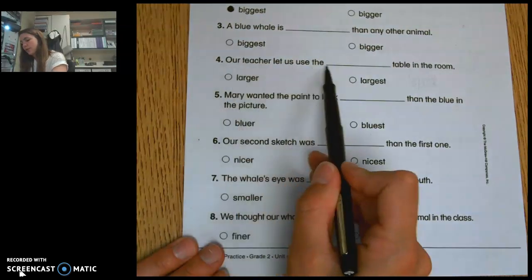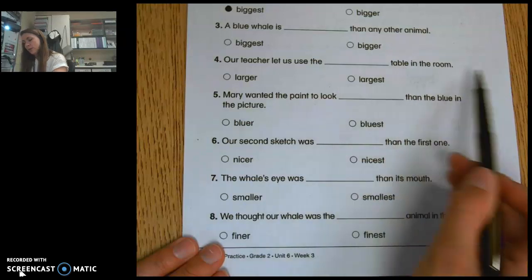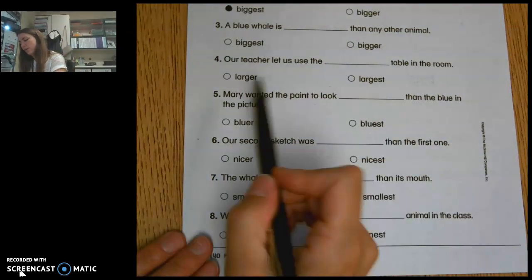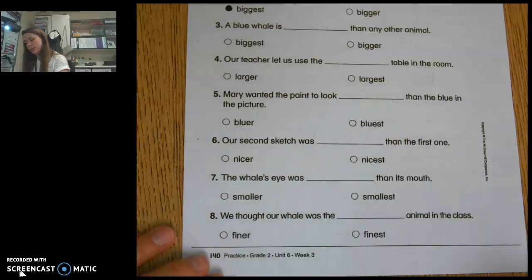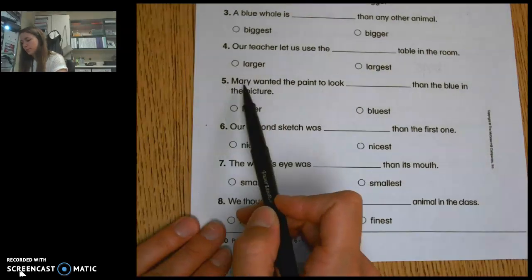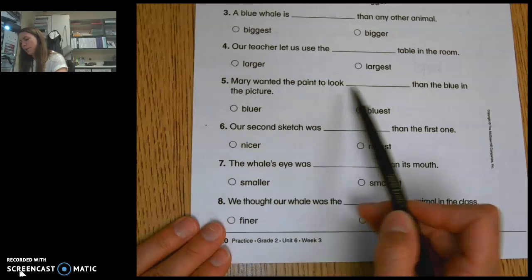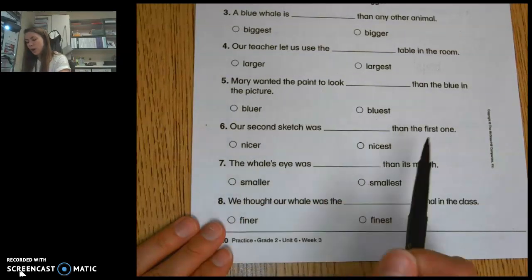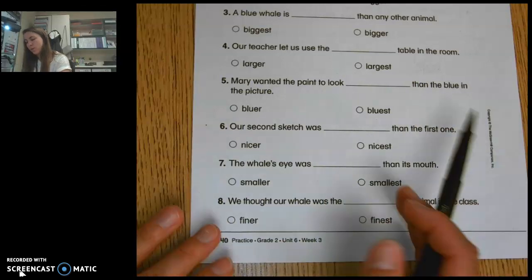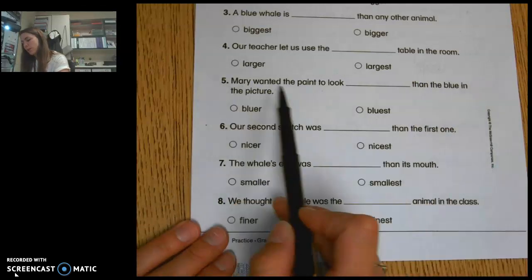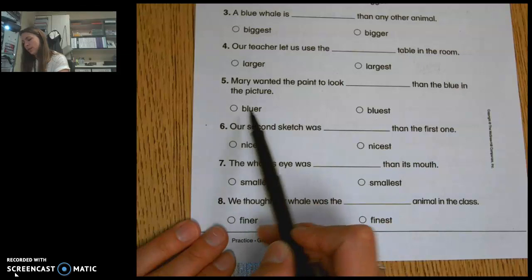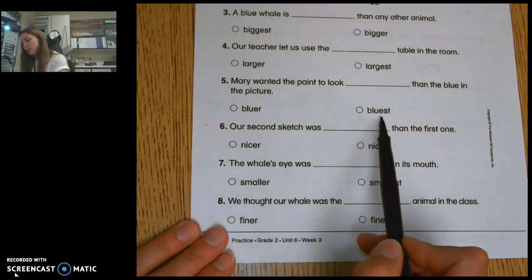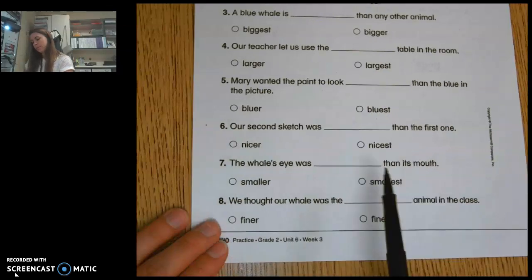Our teacher let us use the blank table in the room. So now we're looking at all the tables in the room. Do I need larger or largest? Number 5 says, Mary wanted the paint to look blank than the blue in the picture. So are we comparing two things or more than two things? Mary wanted the paint to look bluer than the blue in the picture, or Mary wanted the paint to look bluest than the blue in the picture.